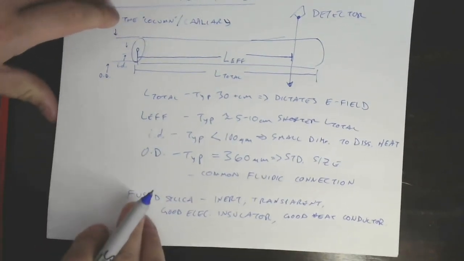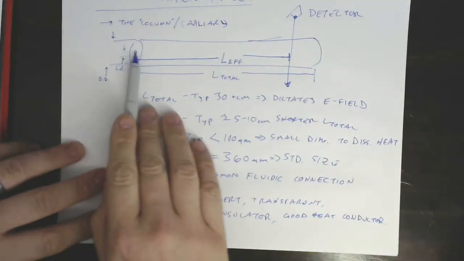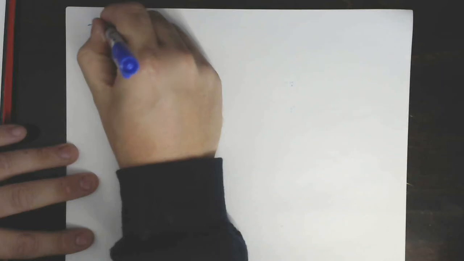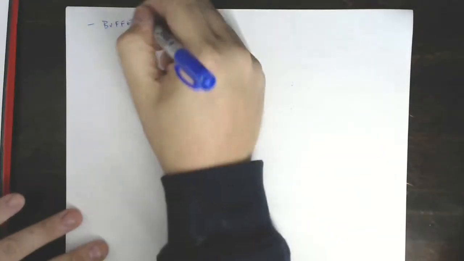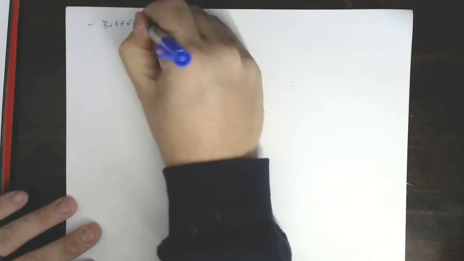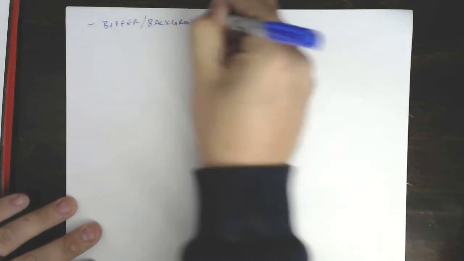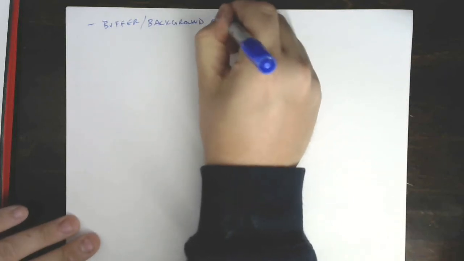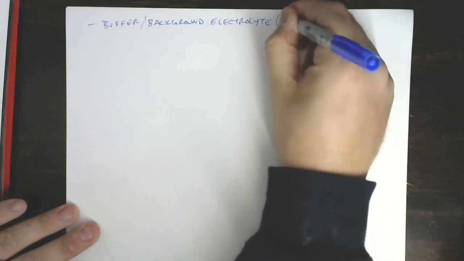There's one part of this system we haven't talked about, though, and that's because this whole thing happens in solution. So this capillary is filled with a solution. Let's talk a little bit about that solution. It is commonly referred to as the buffer, or a little bit more descriptive terminology, and also somewhat older terminology, the background electrolyte, or the BGE.